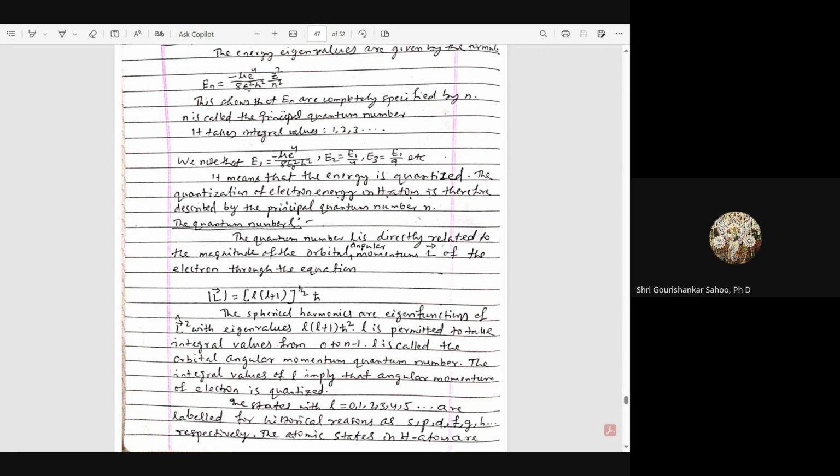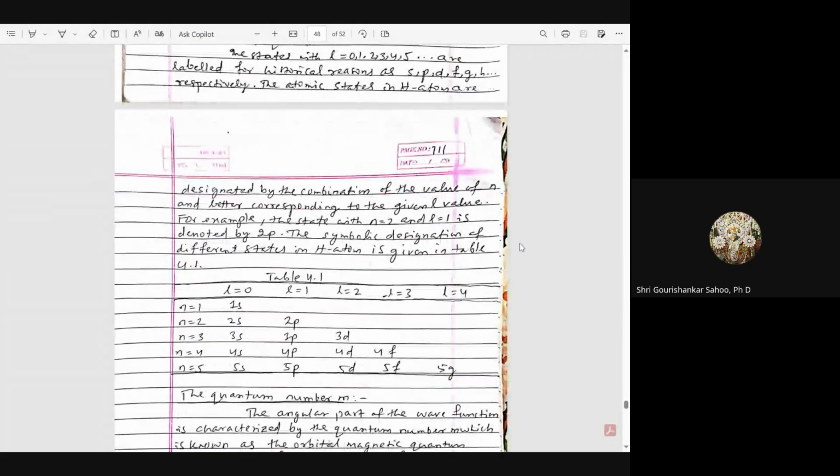And this is the orbital angular momentum quantum number, and the integral values of L imply that the angular momentum of the electron is quantized. And the states with L equal to 0, 1, 2, 3, 4, 5 are labeled, for historical reasons, as S, P, D, F, G, H states respectively, and the atomic states in each atom are designated by the combination of the values of n and the letter corresponding to the given L value.